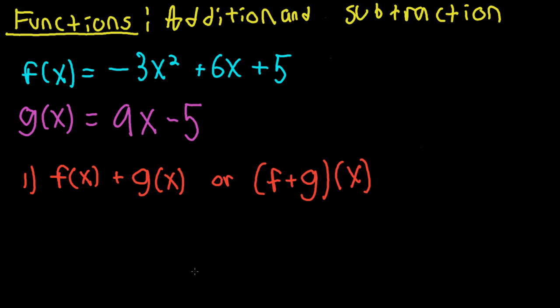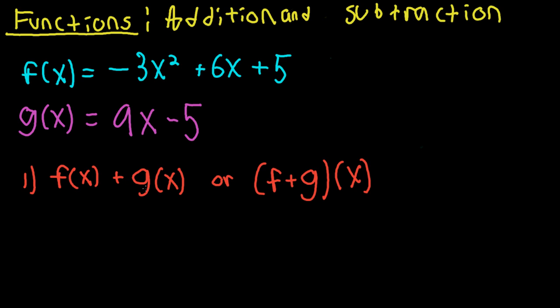Good morning, everyone. Today we're going to be going over function addition and subtraction. So my two functions here: f of x equals negative 3x squared plus 6x plus 5, and g of x, which is equal to 9x minus 5. Our first problem is asking us to add f of x and g of x.